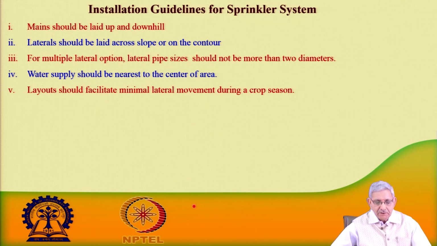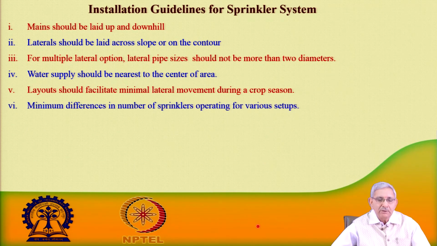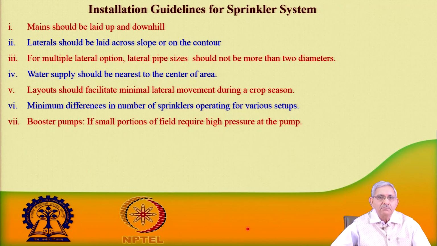The layout should facilitate minimal lateral movement during the crop season. This is another part one should see: if we keep on moving manually, it is okay, one can take care, but if it is a tractor-drawn arrangement or some mechanical arrangement, the crop may get damaged. So, one should see that minimum lateral movement takes place, and minimum difference in the number of sprinklers operating for various setups. This is the difference in the spacing between the pipelines. This should also be taken care of, so that spacing does not differ much.